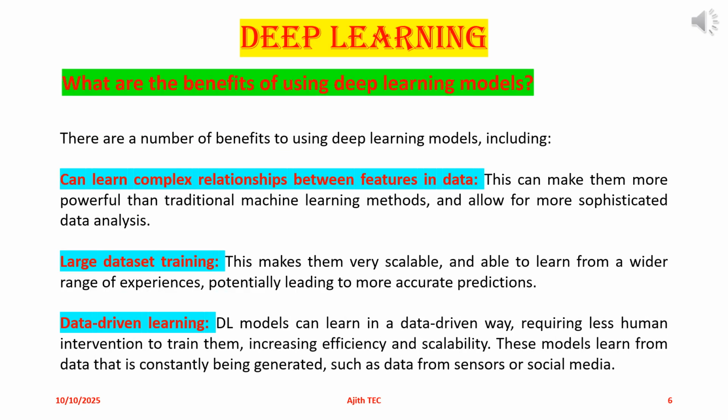What are the benefits of using deep learning models? There are a number of benefits to using deep learning models, including the ability to learn complex relationships between features in data. This can make them more powerful than traditional machine learning methods, and allow for more sophisticated data analysis. Large dataset training. This makes them very scalable, and able to learn from a wider range of experiences, potentially leading to more accurate predictions. Data-driven learning. DL models can learn in a data-driven way, requiring less human intervention to train them, increasing efficiency and scalability. These models learn from data that is constantly being generated, such as data from sensors or social media.